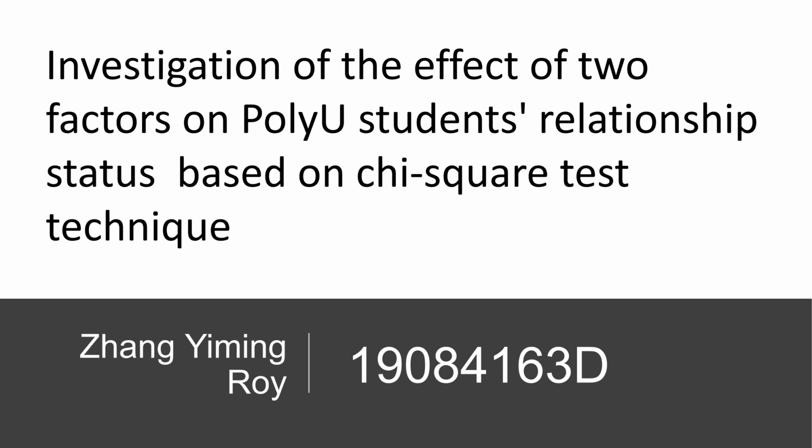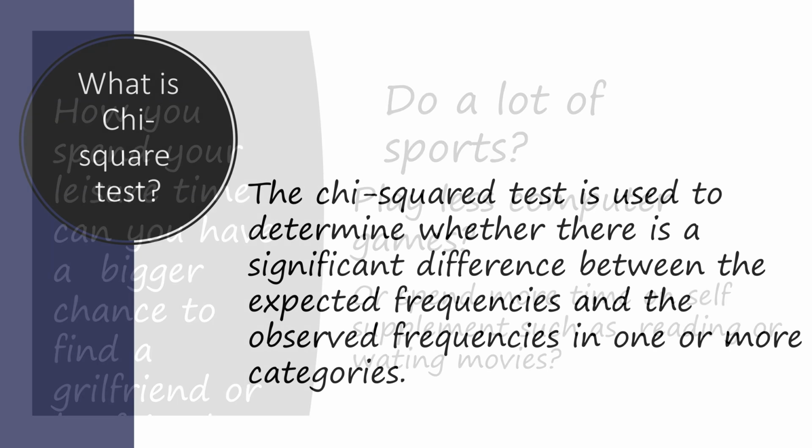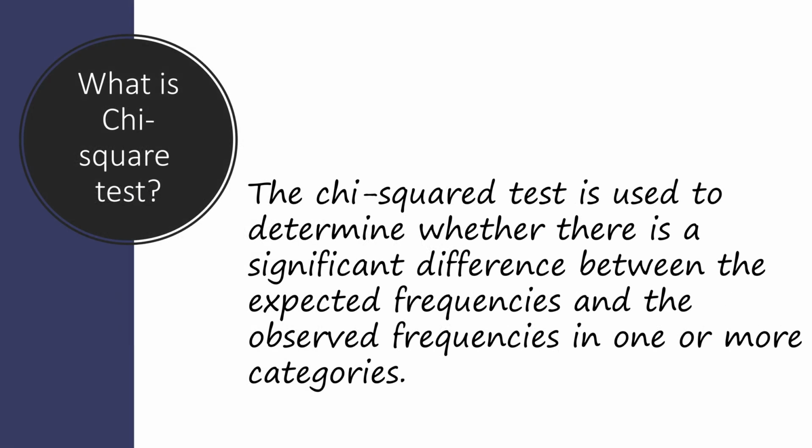Before the whole thing starts, I would like to introduce the theory which the whole research is based on, the chi-square test. To illustrate this very complicated theory in a precise way, the chi-square test is used to determine whether there is a significant difference between the expected frequencies and the observed frequencies in one or more categories, which means it can determine whether a factor can influence the outcome of another factor. It can solve questions like determining how strong the relationship is between smoking and getting lung cancer.